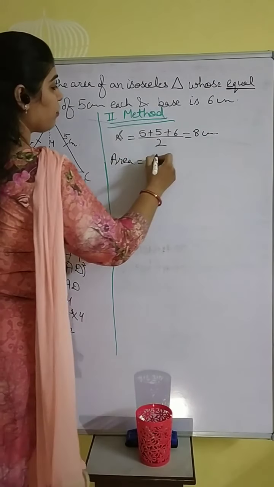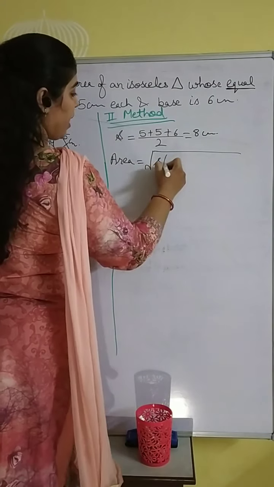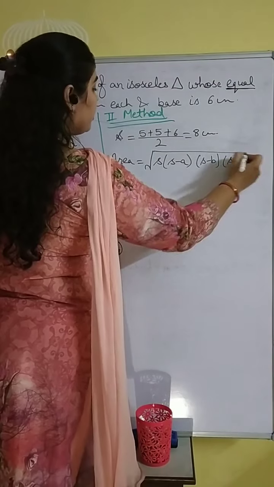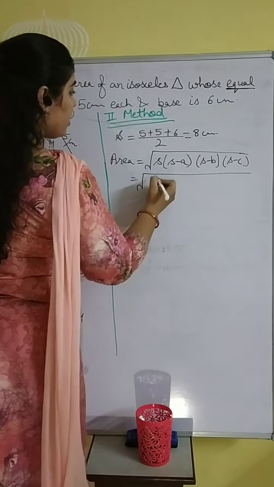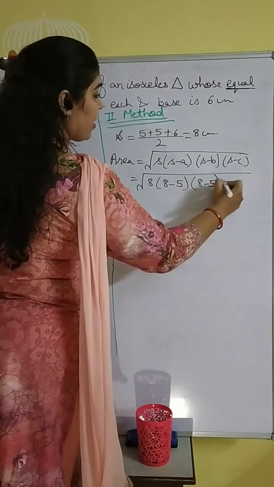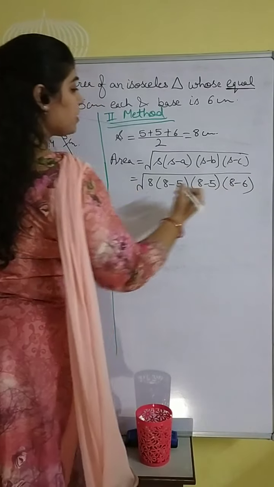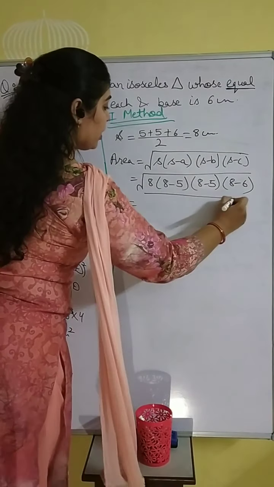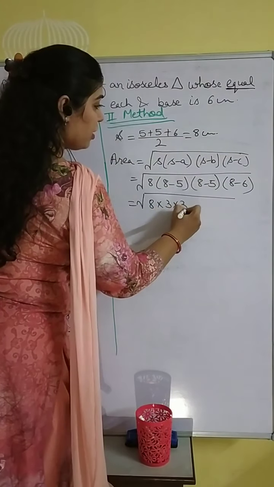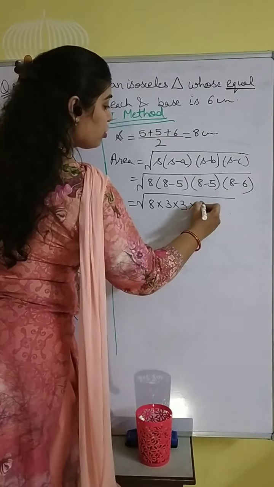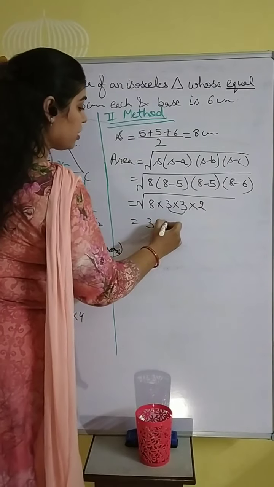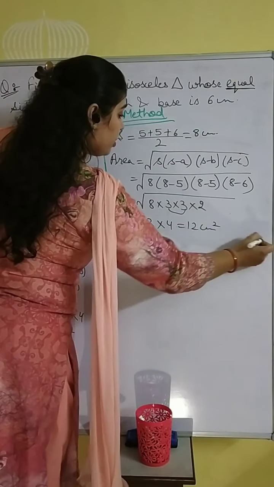And according to Heron's formula, the area is the square root of S times S minus A, S minus B, S minus C. Or we can say 8 times 8 minus 5, 8 minus 5, 8 minus 6, which is equal to 8 times 3 times 3 times 2. 8 minus 5 is 3, 8 minus 6 is 2. 3 times 8 is 24, 24 times 2 is 48, 3 times 16. Square root of 16 is 4. 3 into 4, 12 square centimeter.